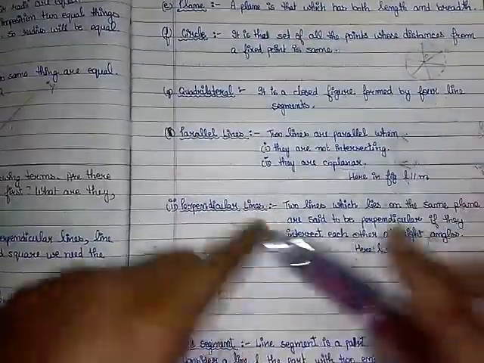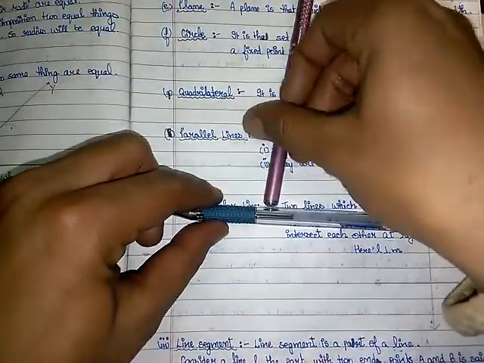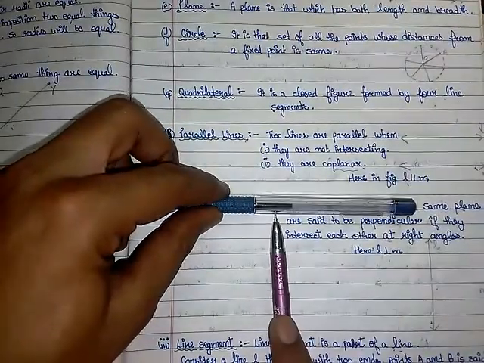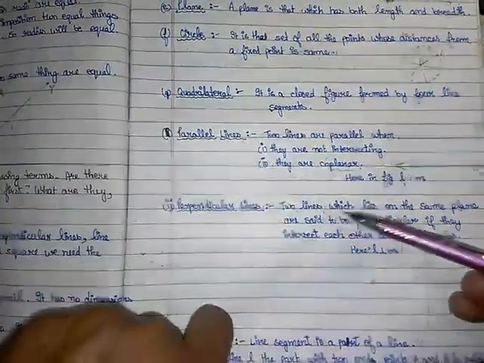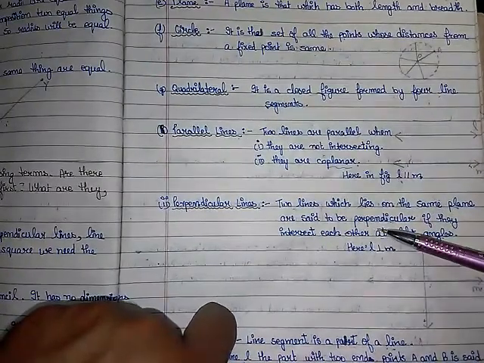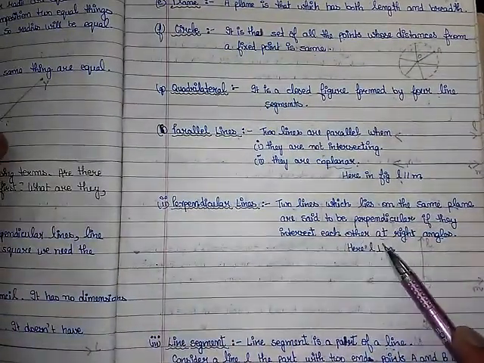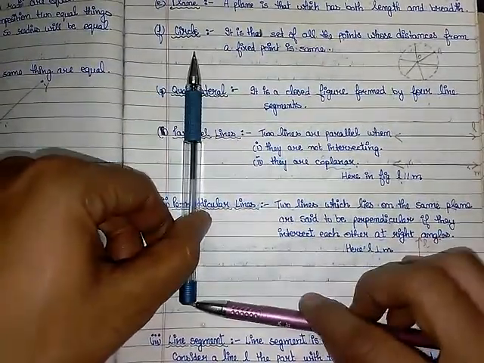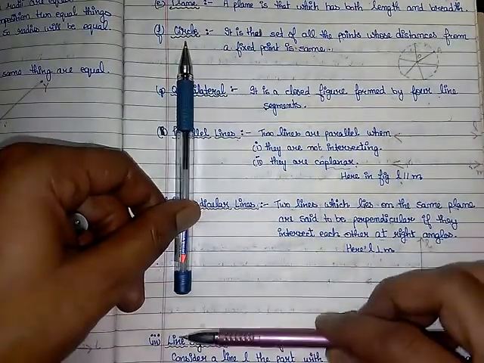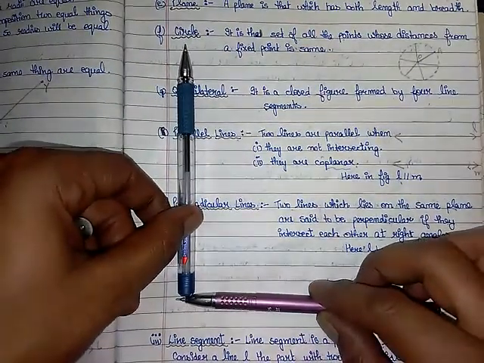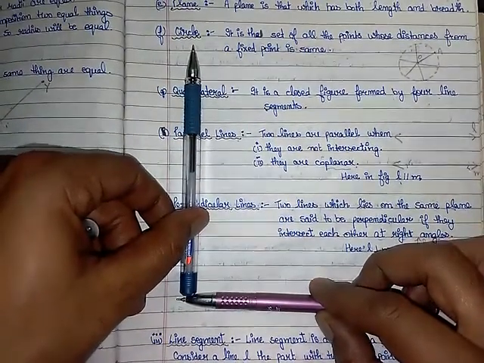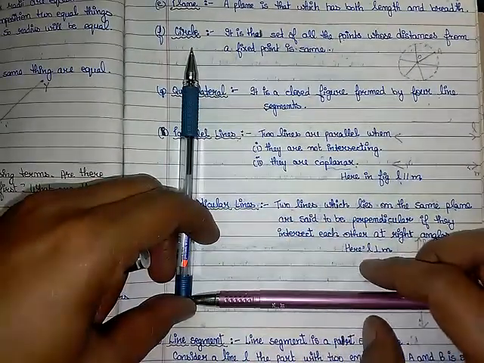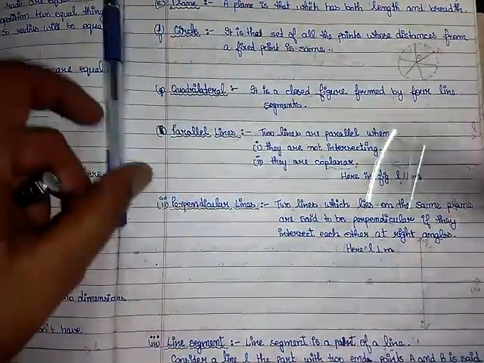After that, perpendicular lines: the lines which are in this position, the lines which are at right angles, are called perpendicular lines. Two lines which lie on the same plane are said to be perpendicular if they intersect each other at right angle. So it has to be sure that two lines should intersect each other, otherwise they cannot be perpendicular. If they are perpendicular, definitely they will intersect each other. That is the point also. So the main thing is, if they intersect each other at an angle of 90 degree, then the lines are called perpendicular lines.